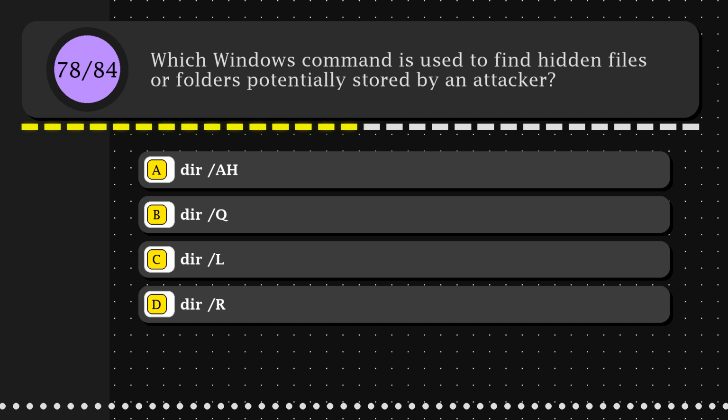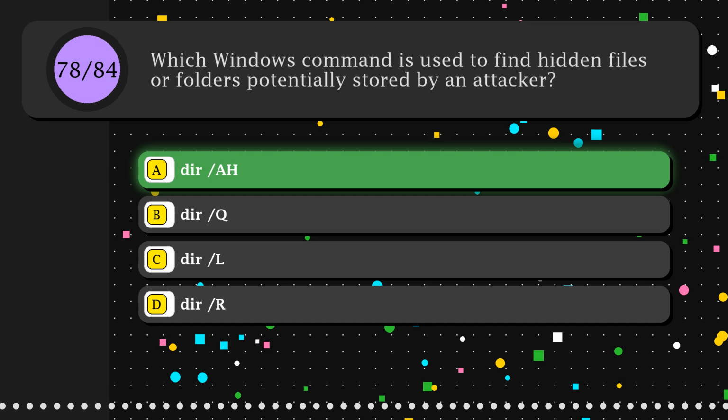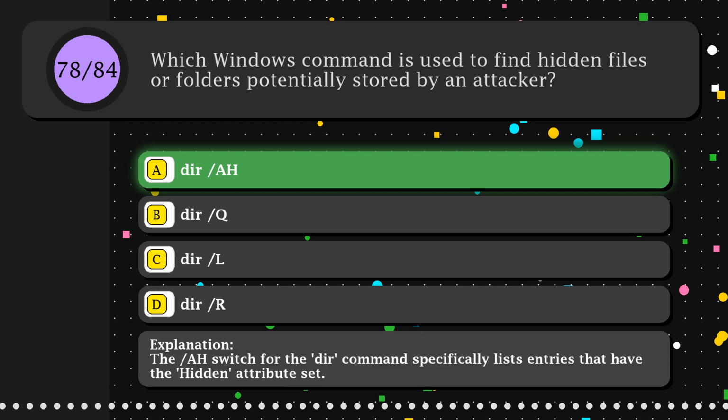Option A. dir /AH. Option B. dir /Q. Option C. dir /L. Option D. dir /R. The correct answer is option A. dir /AH. The /AH switch for the dir command specifically lists entries that have the hidden attribute set.